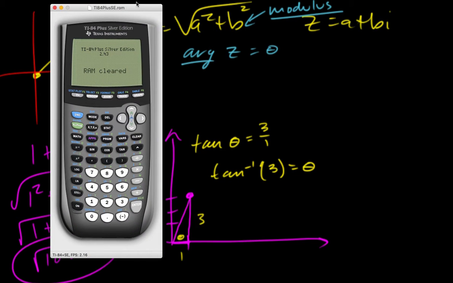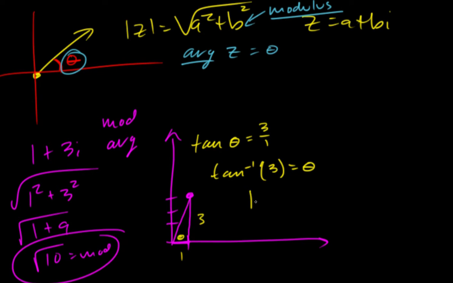Okay, so inverse tangent of 3, we want to be in radians, and so inverse tangent 3, so that's 1.25.